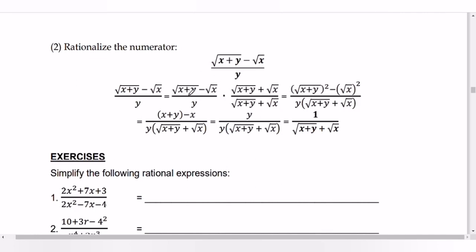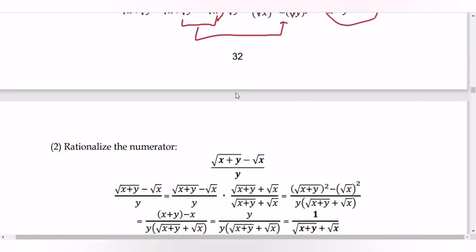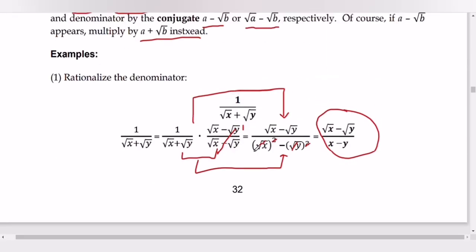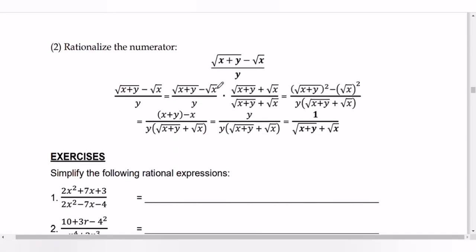So the square root of x plus y minus square root of x, the conjugate is square root of x plus y plus square root of x, divided by the same square root of x plus y plus square root of x. This is the application of the special products. So just review the special products. If you see equations like this, and wonder why this became like this, the shortcut is just to review the special products in the previous lessons.